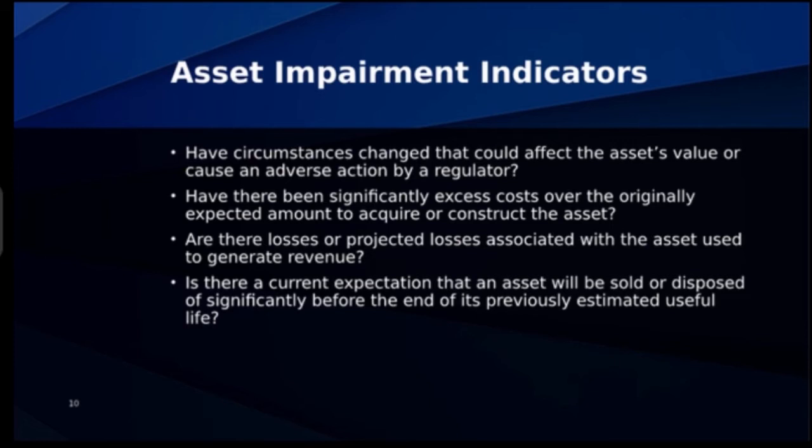Have there been any significant excess costs over the originally expected amounts to acquire or construct an asset? Have you seen some significant things happen in the costing and construction of something that make you wonder if that's really related to the value of that asset? Are there losses or projected losses associated with the asset used to generate revenues? That goes back again to our patent question.